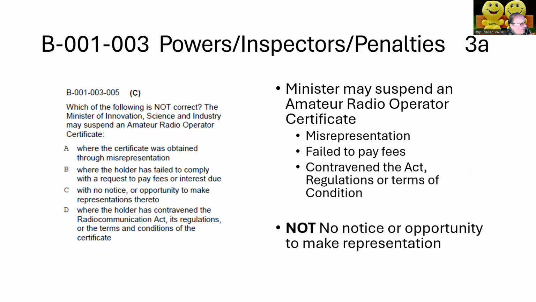This is one of these questions. There's a few of them in the exam. They've eliminated most of these questions, but there's still maybe 5 or 6 of them throughout the exam. This one asks, which of the following statements is not correct? The Minister of Innovation, Science and Industry may suspend an amateur radio operator certificate where the certificate was obtained through misrepresentation. That is true.